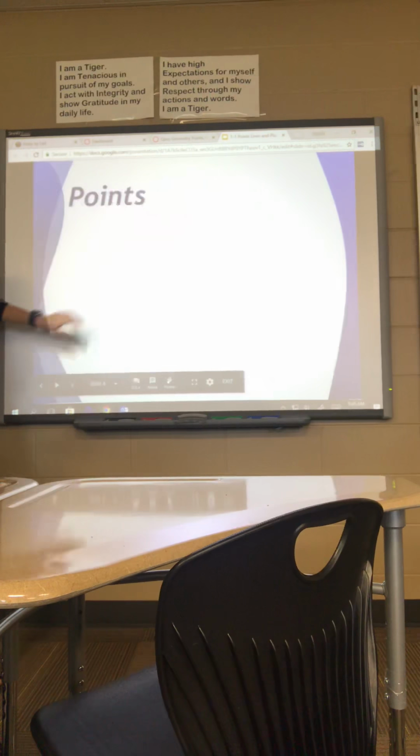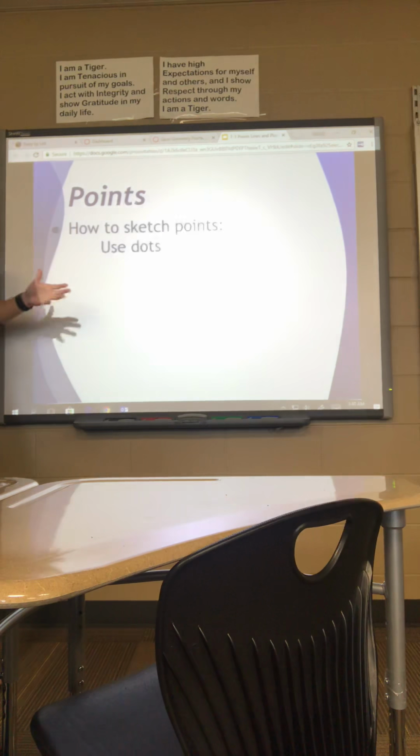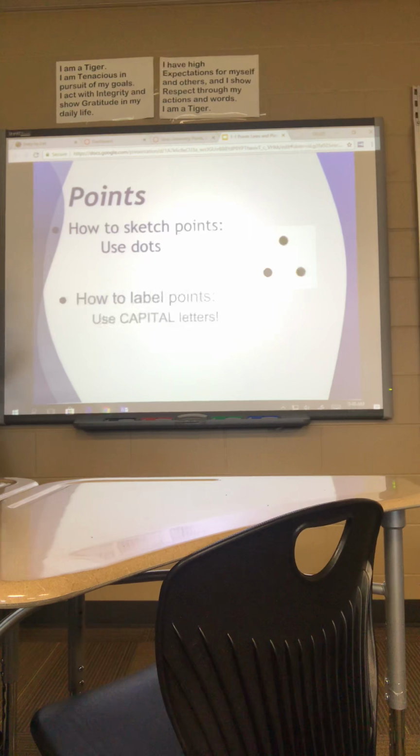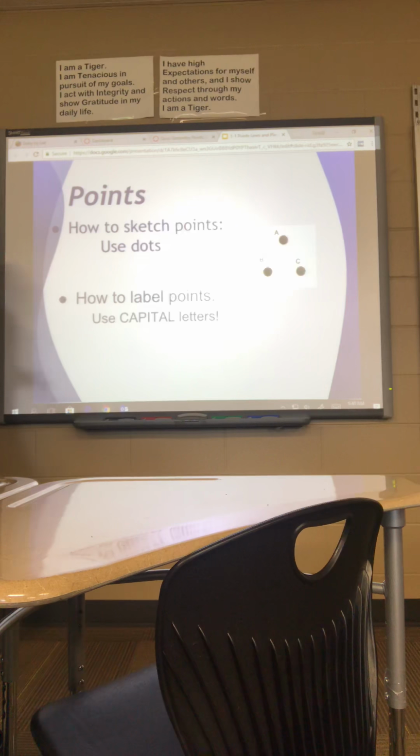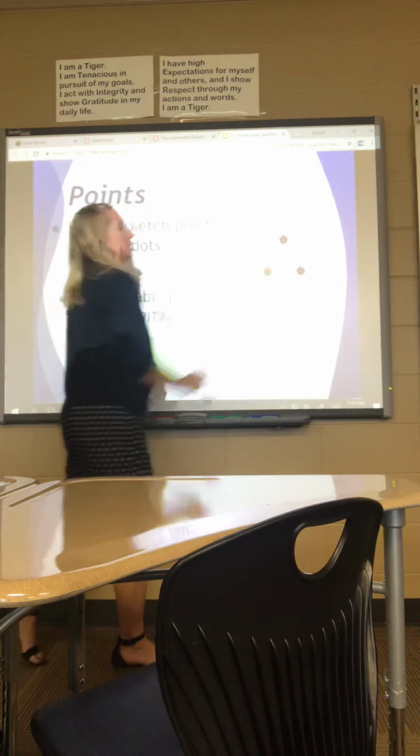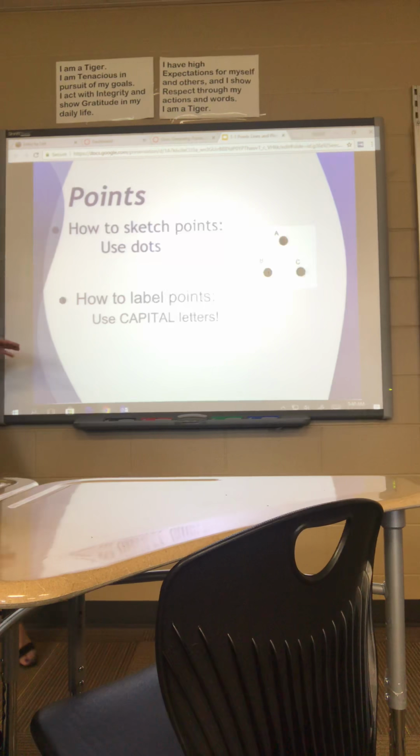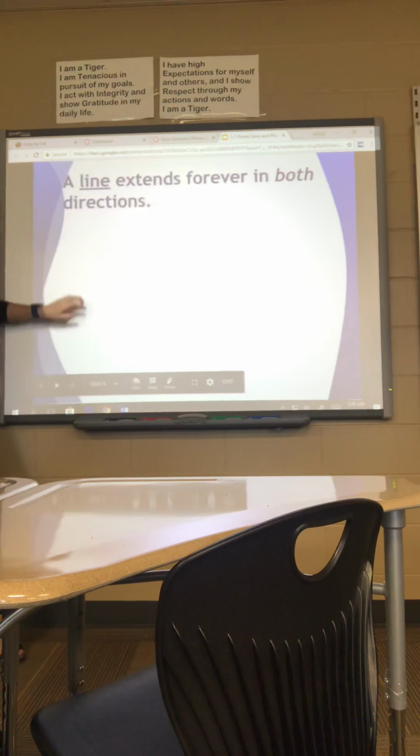Let's move on. So how to sketch points. In geometry, we sketch points with dots. We label points with capital letters. Point A, point B, point C. Capital letters, not lowercase, in geometry. That's how we do it.